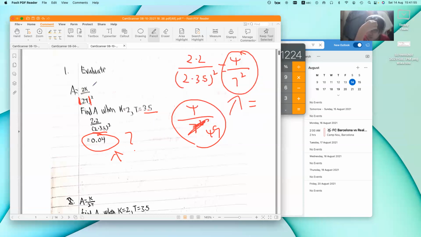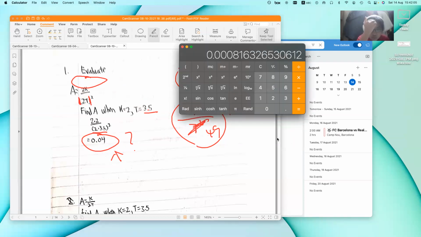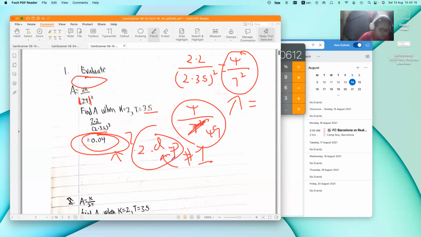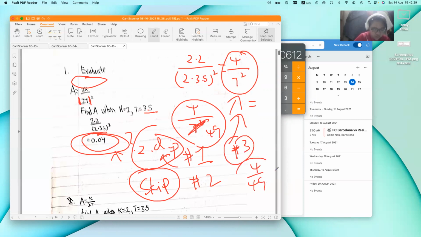Can I ask you? Did the question say you must put it in decimal number? No. Did the question say you must round it off? No. Then how come you help me? So explain to me. Why you go to two decimal places? Number one question. Why you go to two decimal places? That's number one. Number two, why you skip this step? Okay. Number three, why you cannot put it 4/49? Why?